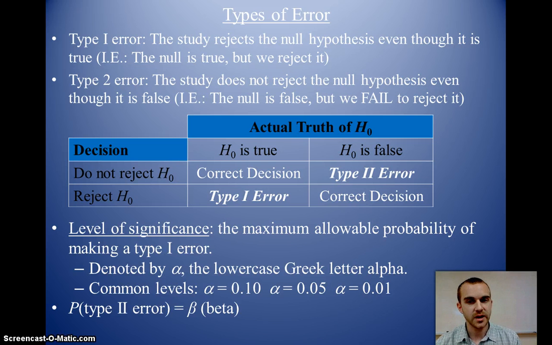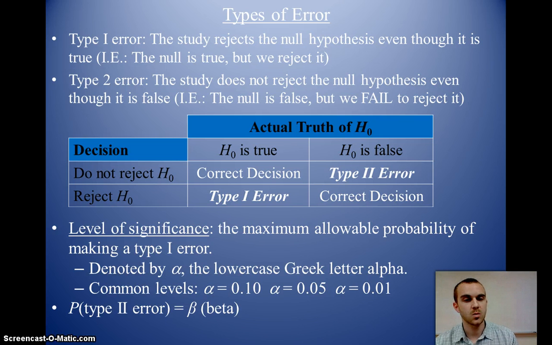With a type 2 error, in all actuality, if I had more information about the population, I would say that the null hypothesis was false. But with the data that I was able to collect, I didn't have enough there to reject it, so I failed to reject my null hypothesis.